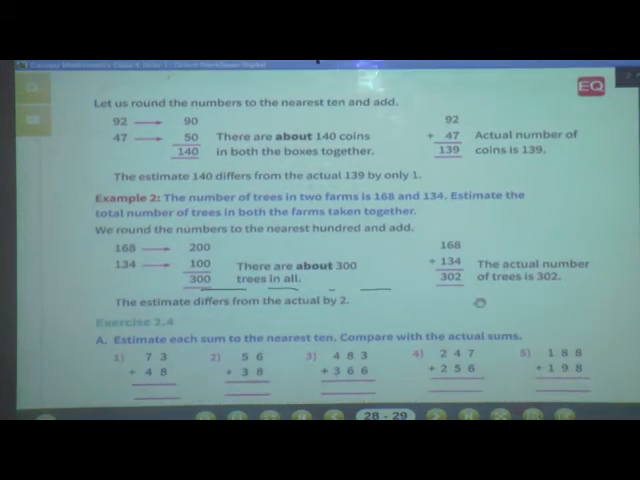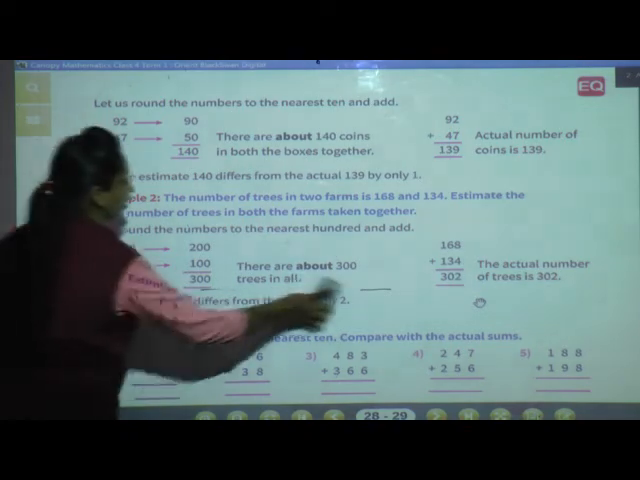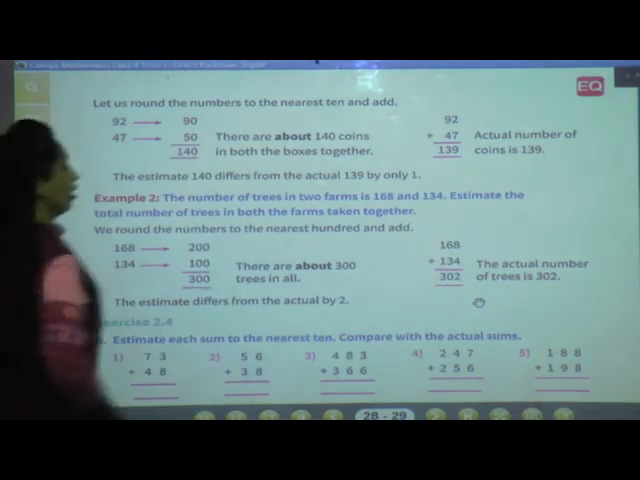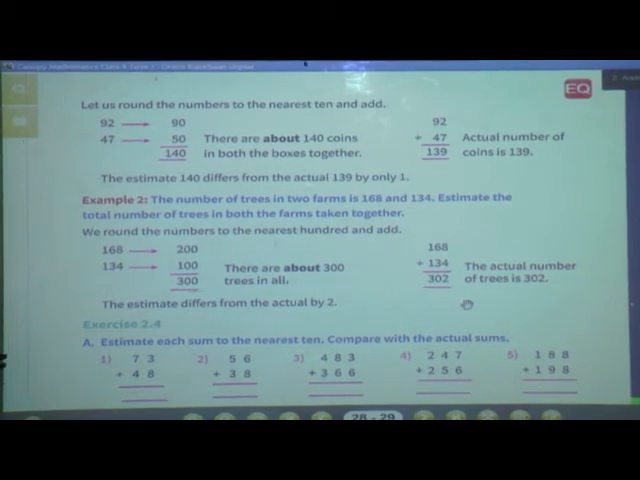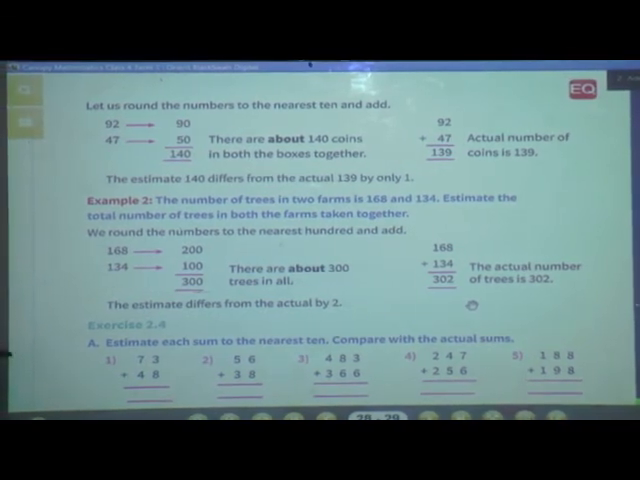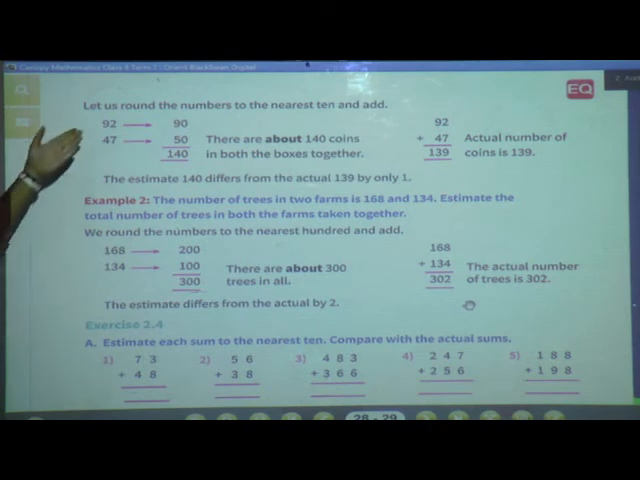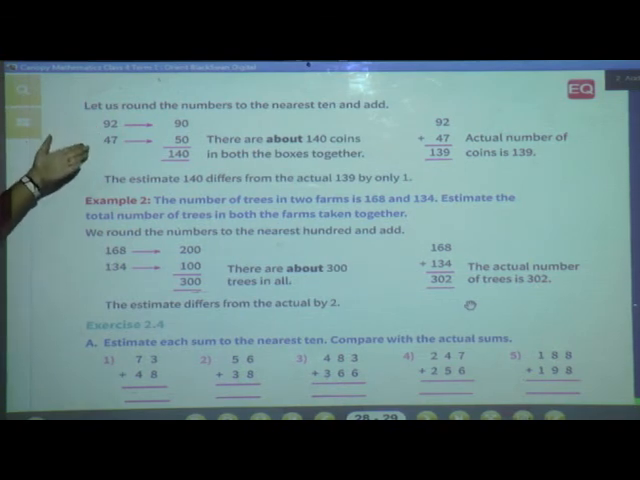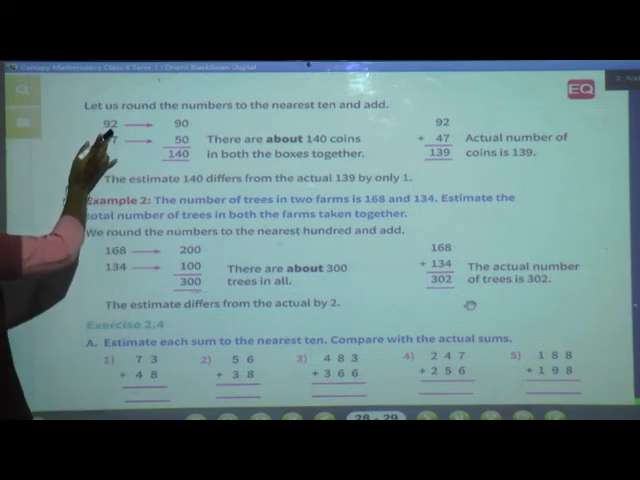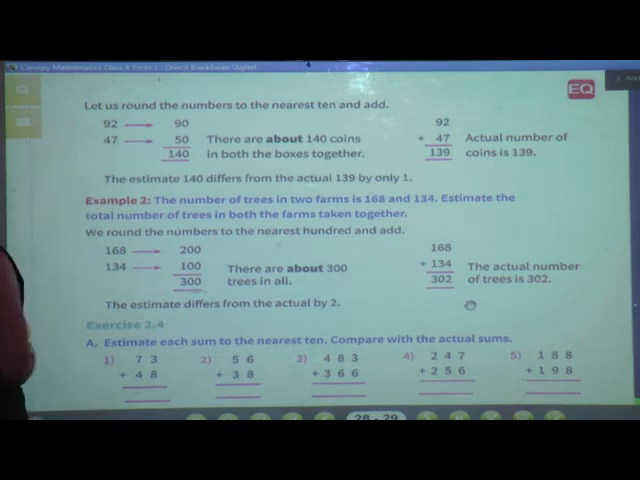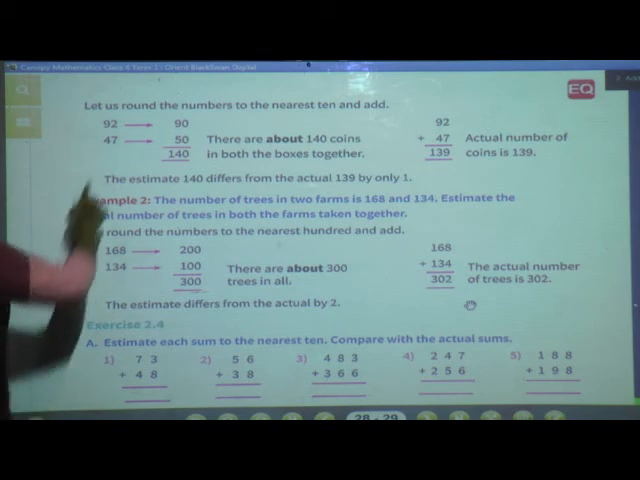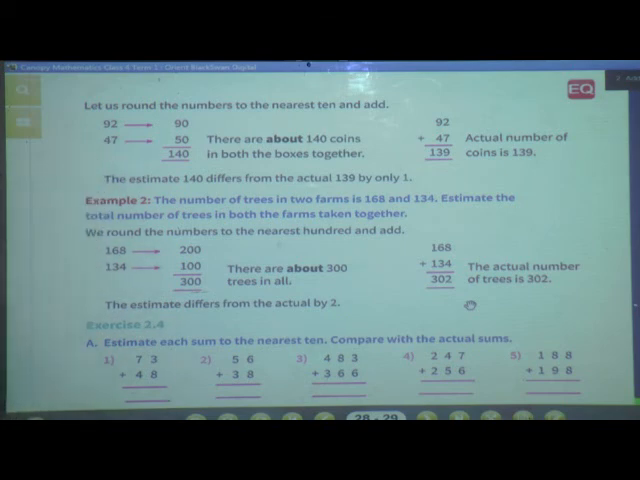Now first what you have to do? See, for estimating the numbers, let us round the numbers to the nearest tens and add. First we have to round those numbers to the nearest 10 and then add those numbers. Now see, in box A how many are there? 92, and in box B how many coins are there? 47. Now do you remember our rounding of numbers?